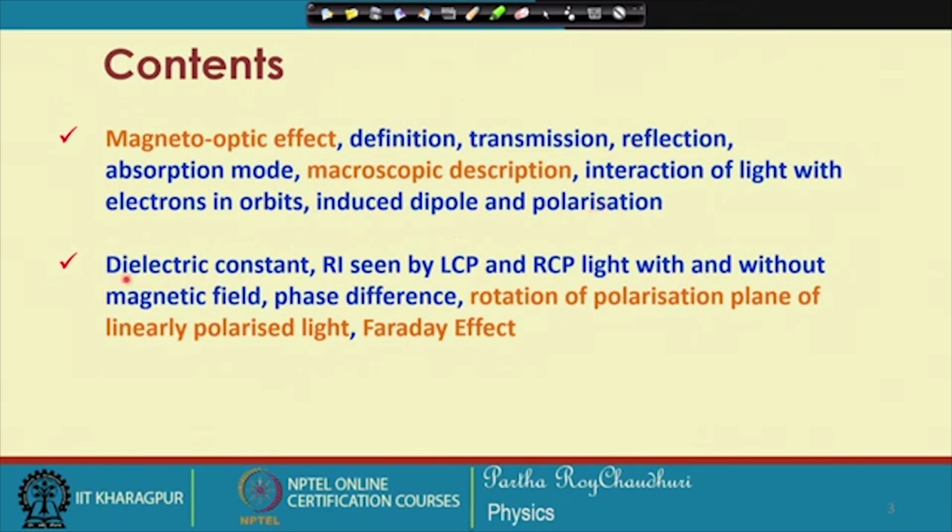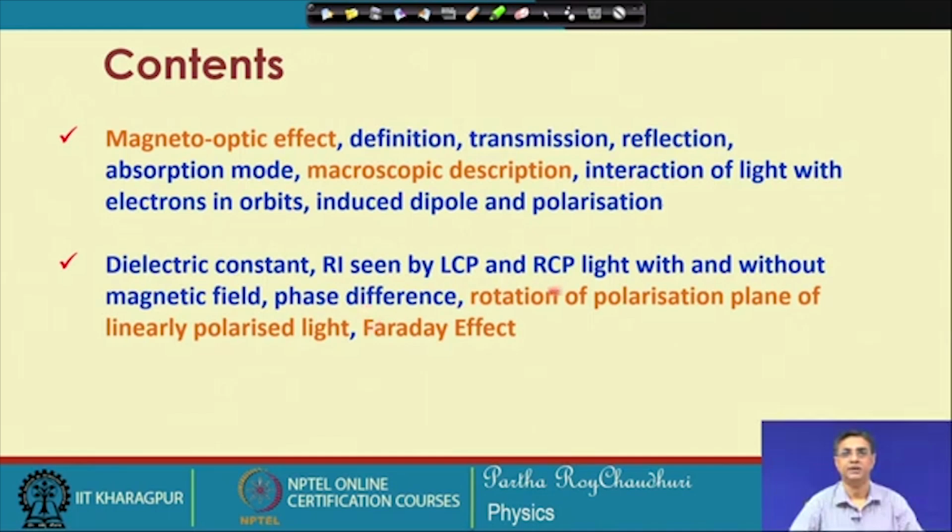and from there we will calculate the dielectric constant and refractive index for left circularly polarized and right circularly polarized light, with and without a magnetic field. Then we will look at the phase difference between these two lights, and then we will look at the net rotation of the polarization plane of the input linearly polarized light. We will calculate, then we will look at the Faraday rotation effect.